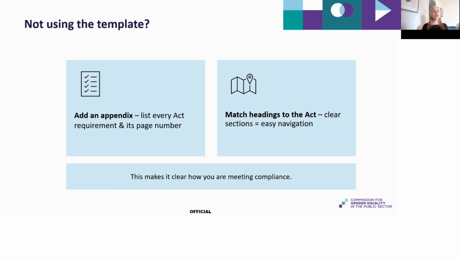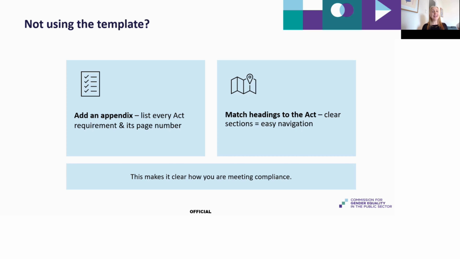So, if you're not choosing to use the template, make sure it is clear where to find the required components in your GEAP. Here's how you do this. Firstly, include an appendix that lists each component the Act requires, strategies, measures, attestation, and the exact page where it appears.